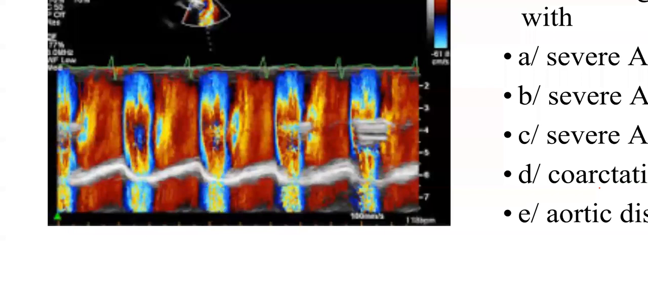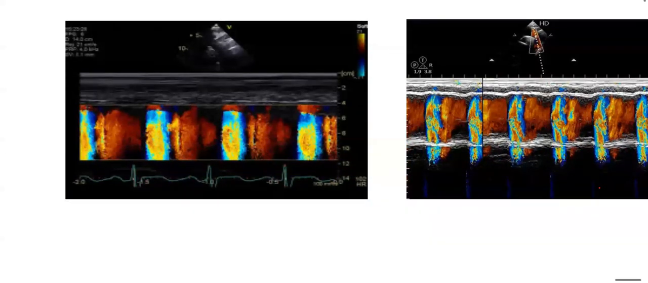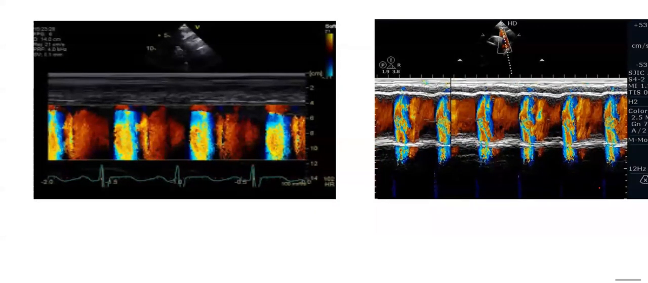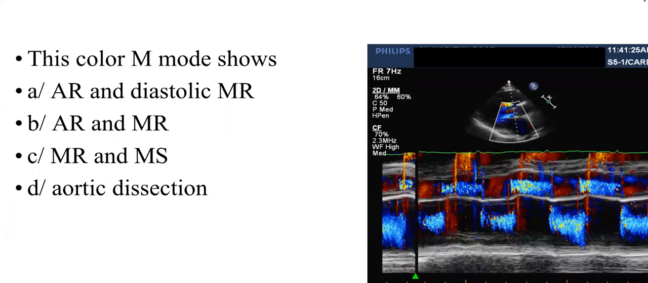Okay. Now this is again examples of different severities of AR according to the systolic flow acceleration and according to the diastolic reversal. Now what is this here? This color M mode shows AR and diastolic MR, AR and MR, MR and MS, or aortic dissection. So what is it?